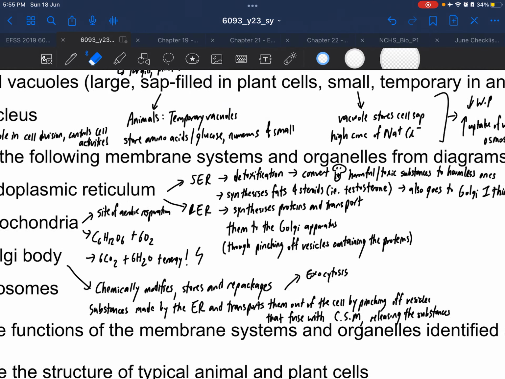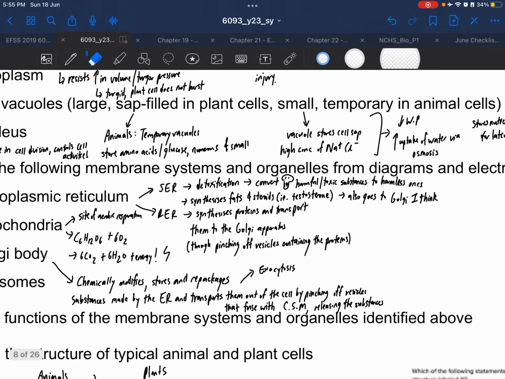Yeah, that's basically all. So the SER carries out the synthesis of fats and steroids. One example of a steroid is the hormone testosterone, and it also carries out detoxification. It converts harmful substances into harmless substances. So let's say alcohol. Alcohol is actually destroyed in the liver. It's converted to harmless products for respiration, aerobic respiration, and this is because the liver has a lot of SER.